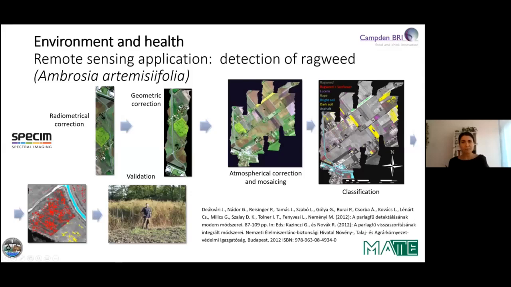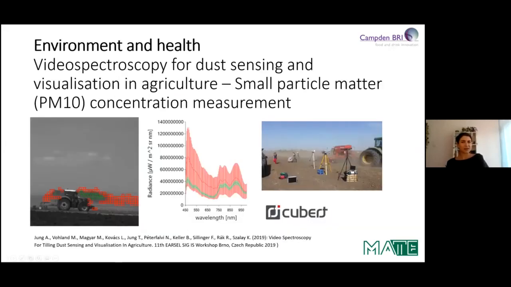mosaic. Here you can see that supervised classification was used to identify ragweed infected areas in Békéscsaba region of Hungary. And the method proved to be a powerful tool to map the ragweed infection of this area. This is what you can see here, the validation step where they could find these infected areas.